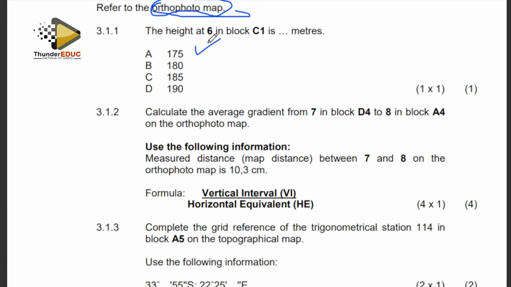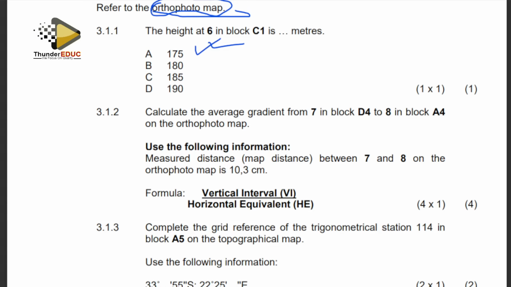So I feel this is the right answer based on how I look at it. If the other one that I'm seeing is 200. Okay. We got the next one. The next one is what? Calculate the average gradient from 7 in block D1 to 8 in A4 on which map?